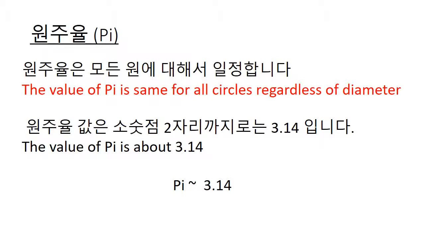Here's a little more information about pi. 원주율은 모든 원에 대해서 일정합니다. The value of pi is equal for all circles. 원주율 값은 소수점 두 자리까지로는 3.14입니다. So the value of pi is about 3.14.